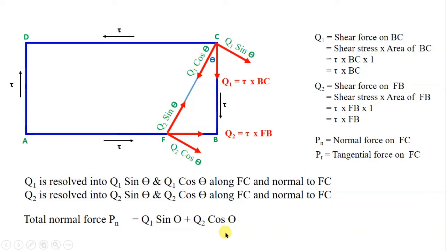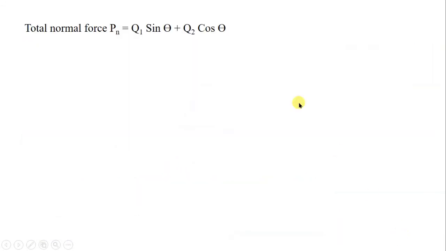The total tangential force Pt is equal to Q2 sin theta minus Q1 cos theta, because these two resolved forces are in opposite directions, so we are taking minus. In the next step we will be substituting for Q1 and Q2 in these two equations. Here the total normal force Pn is equal to Q1 sin theta plus Q2 cos theta. We have done this in the previous step.